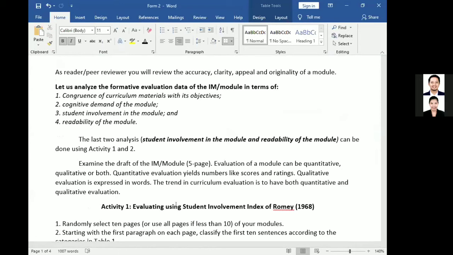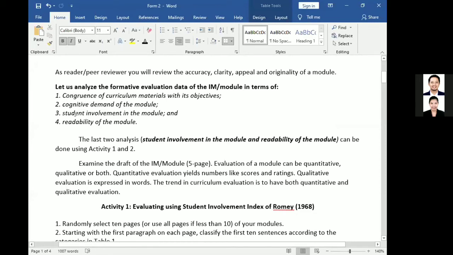So you have to analyze only 3 parts. You might think of analyzing a lot, but it's up to you, but you are only required to have 4. So we have number 1, the congruence of curriculum materials with its objectives. Number 2 is cognitive demand of the module. Number 3 is student involvement in the module. And number 4 is readability of the module.